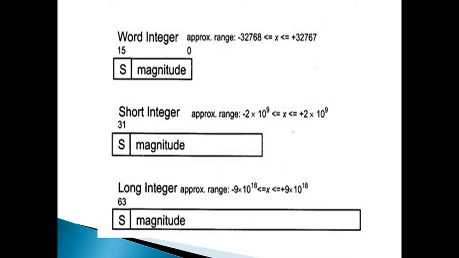So this is the structure which is used to represent these numbers. Only the MSB, a single bit, is used to represent the sign, and the remaining bits represent the magnitude. In case of word integer, it is a 15-bit magnitude. In case of short integer, 31-bit magnitude. And in case of long integer, 63 bits will be used for representing the magnitude.